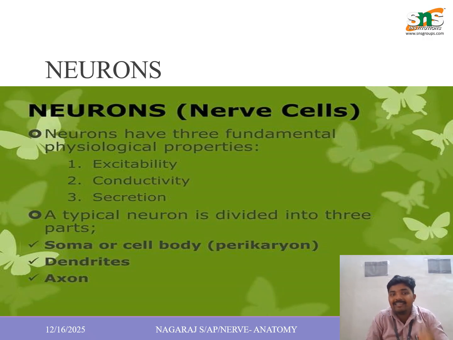Three processes. Then a typical neuron is divided into three parts: the soma or cell body, the dendrites, and the axon. These are the three parts of a typical neuron.